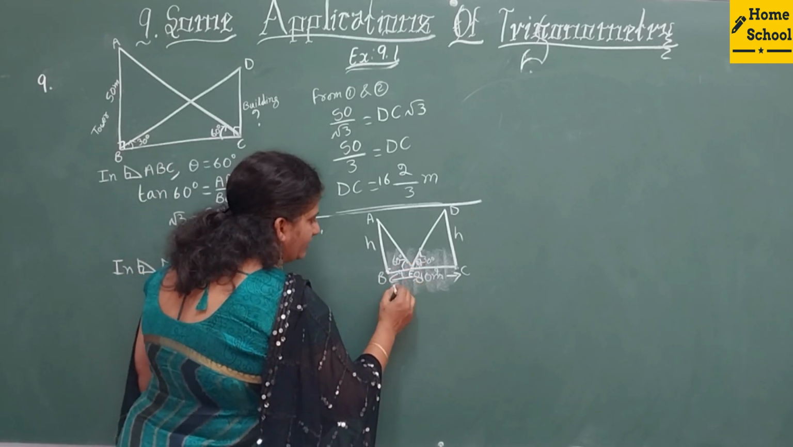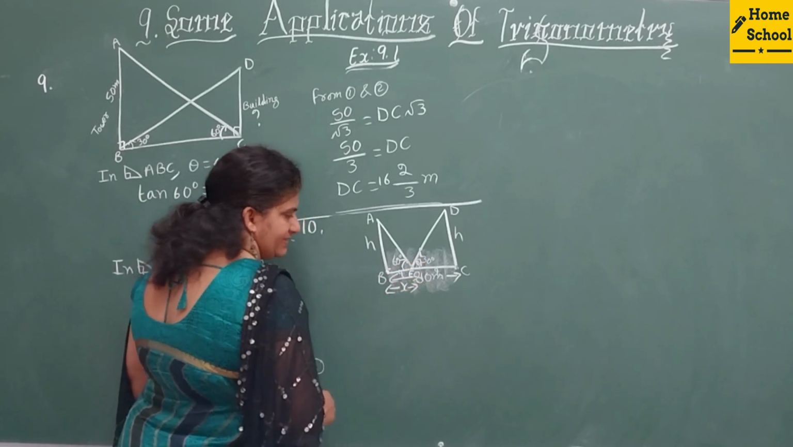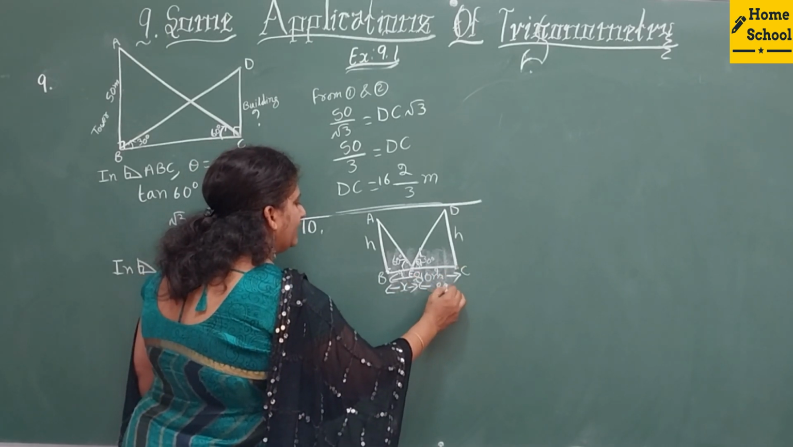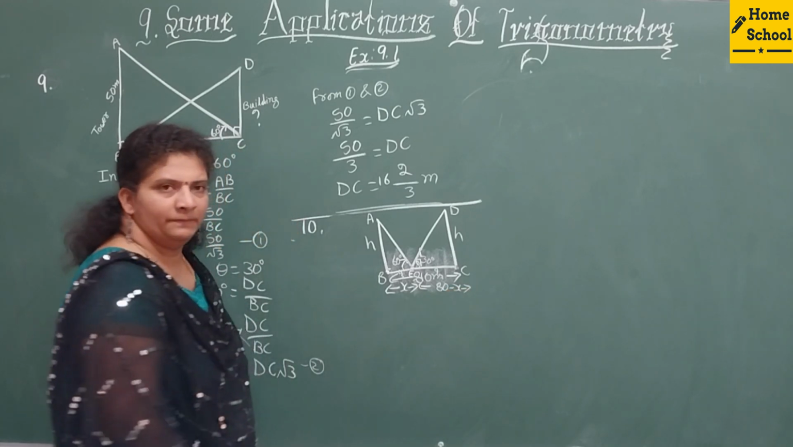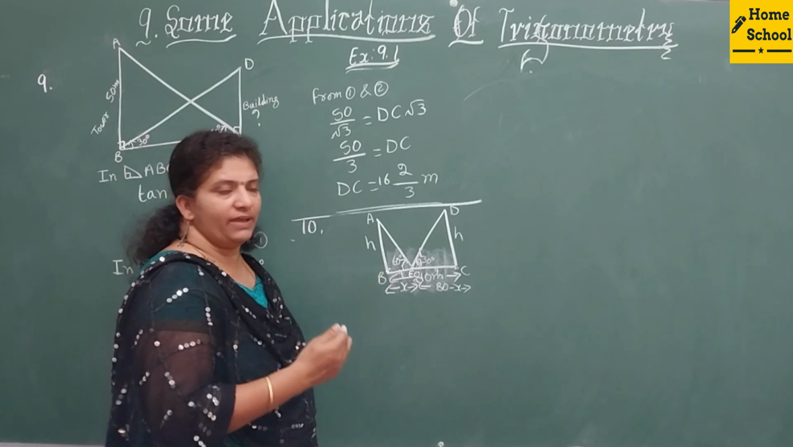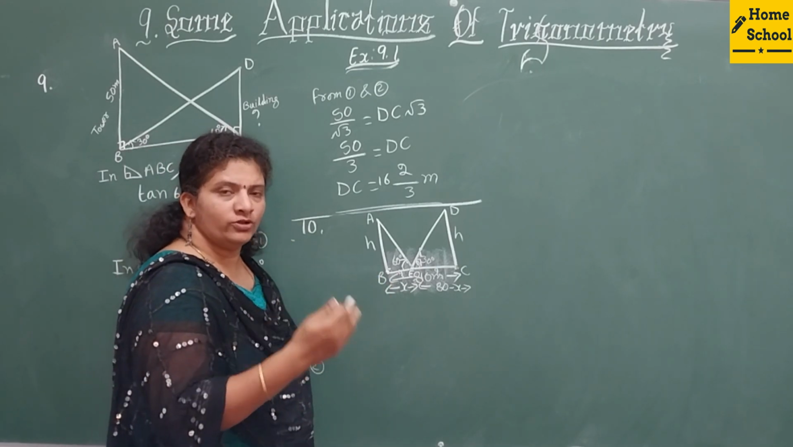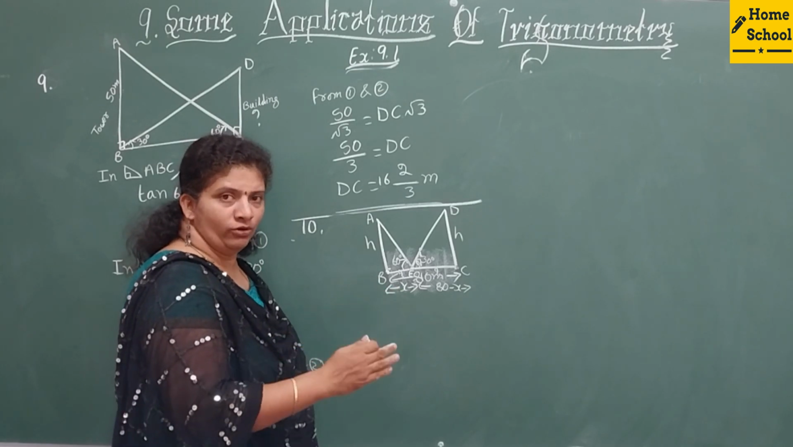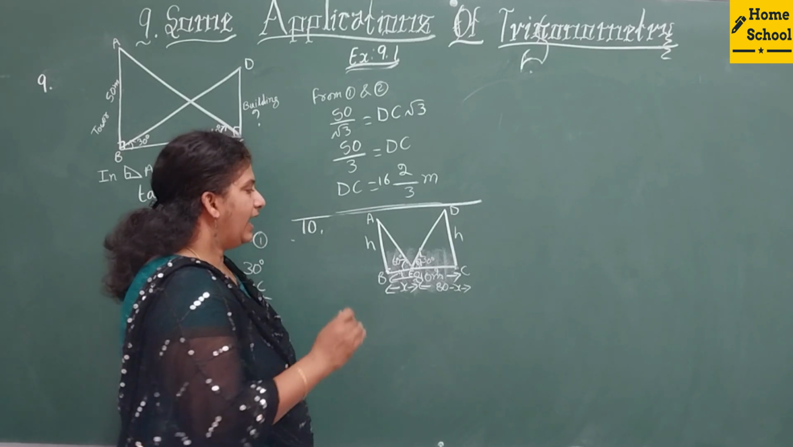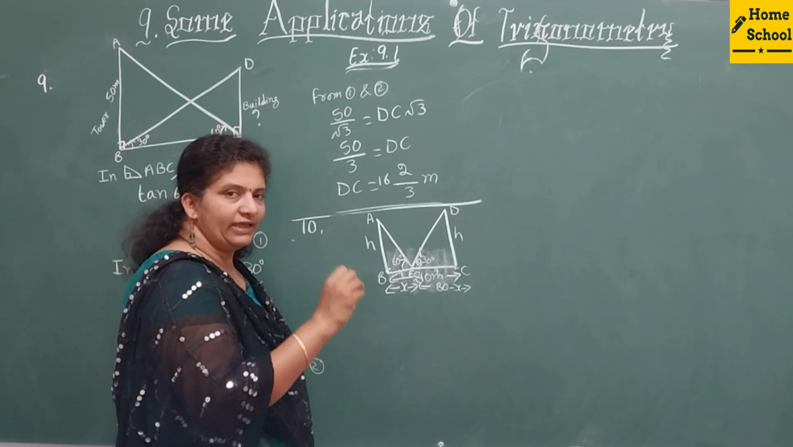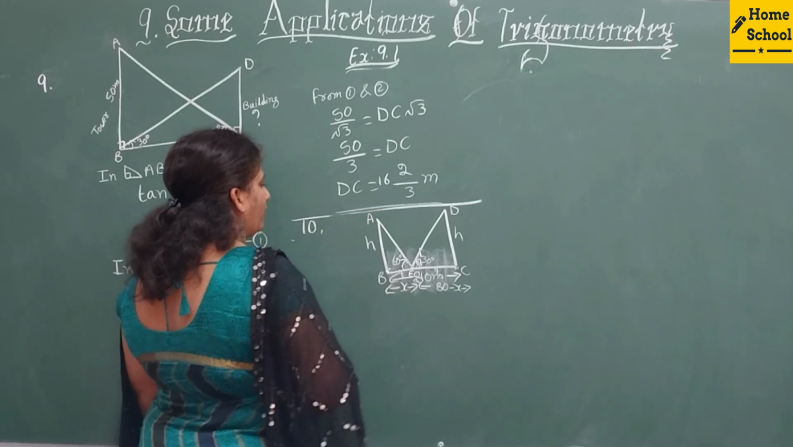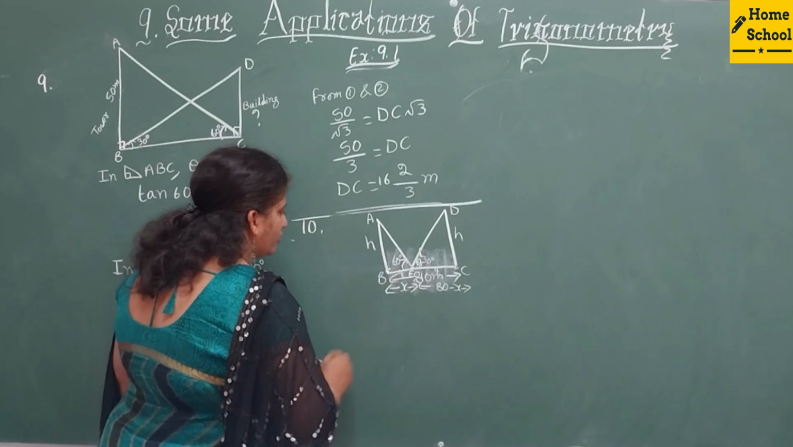So first let me assume BE as X. Then what about EC? 80 minus X you need to take. Consider any of the right triangles, your choice children. Write the statements carefully. Let AB and DC be the two poles on either side of the road having width BC equal to 80 meters. Let E be the point on the road. The angles of elevation are 30 degree and 60 degree. Like the statements you continue. Now direct problem. Consider any right triangle of your choice.